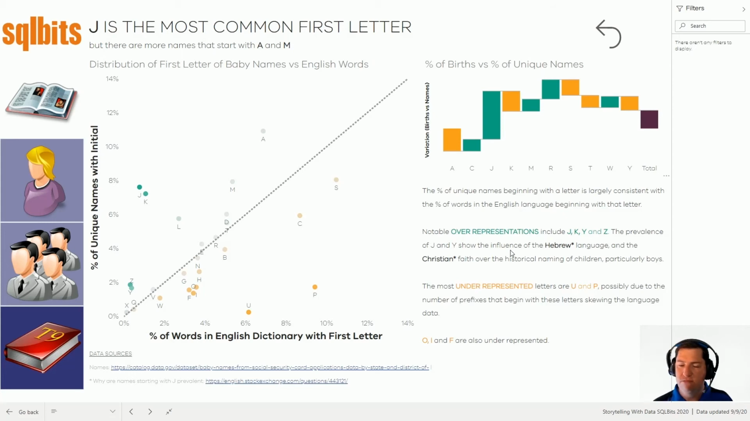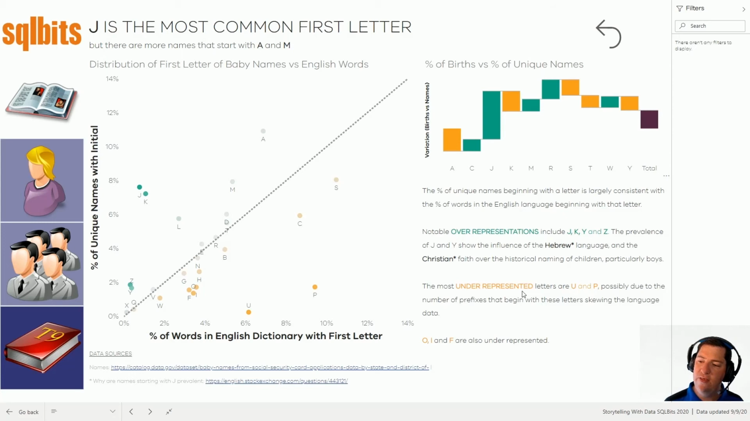And so basically, that's the story. You can read it yourself. But really, the interesting thing here is that the overrepresentations, J and Y particularly, are due to the prevalence of biblical names. And that's the Hebrew language and the Christian faith, and how the letter J is a very, very important letter in the language and also in the faith. So that was quite an interesting thing for me to find out.